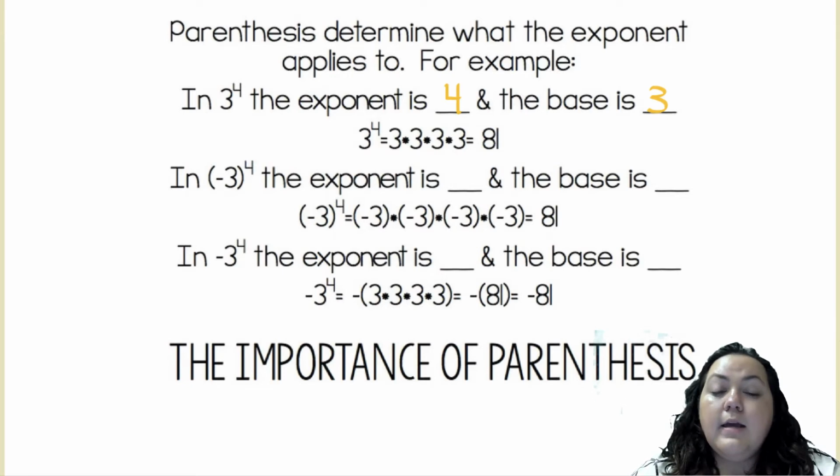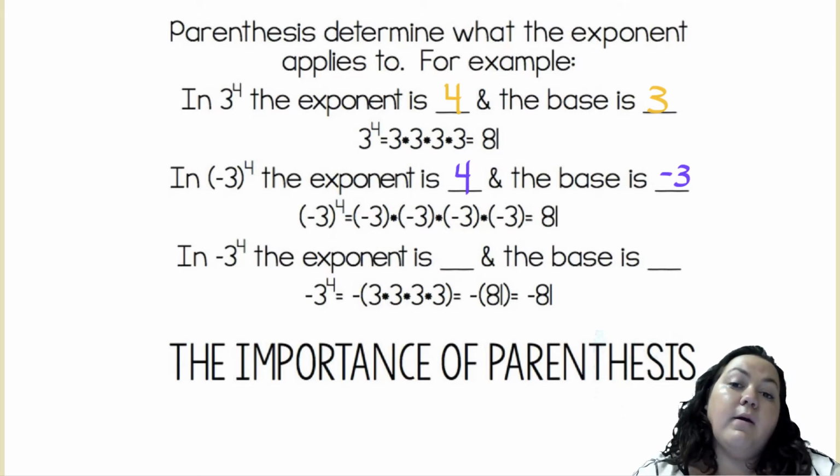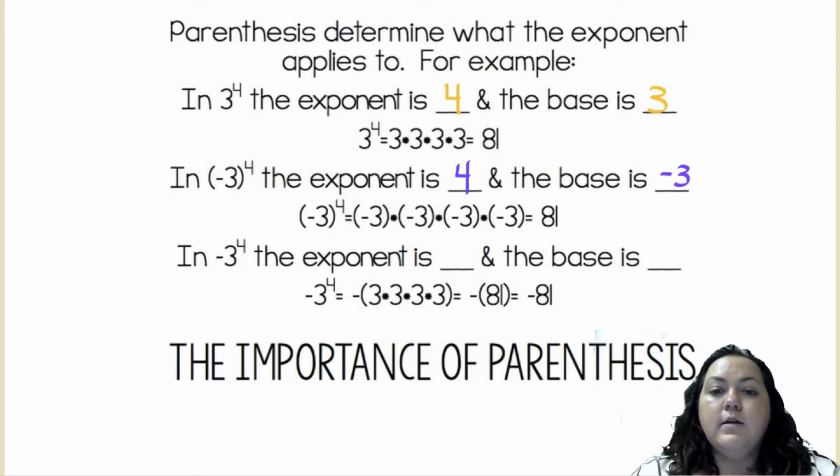In (negative 3) to the 4th power, the exponent is 4, and the base is negative 3. So that negative is included, and it's wrapped in parentheses. So I'm going to do negative 3 times negative 3 times negative 3 times negative 3. And that still would give me 81. But if I put it to the 5th power, then it goes back to negative. So it's going to be negative, positive, depending on how many times you multiply it.